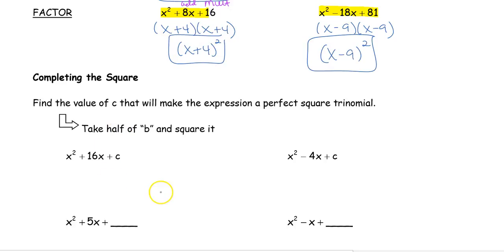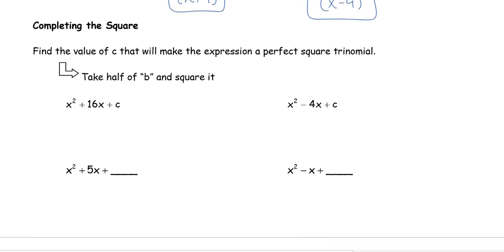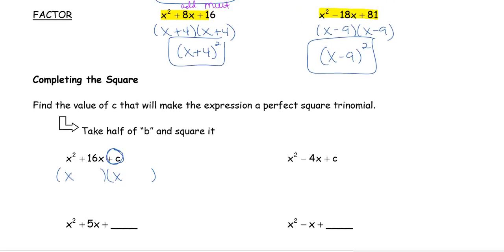So as we look down at the bottom of this paper, find the value of c. I'm looking for this value of c that's going to make it a perfect square trinomial. So I want to know what value of c, when I break it apart, is going to be the exact same number twice, so that I can write it as a squared binomial.